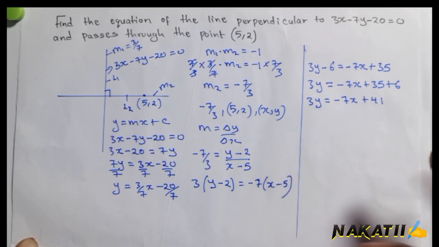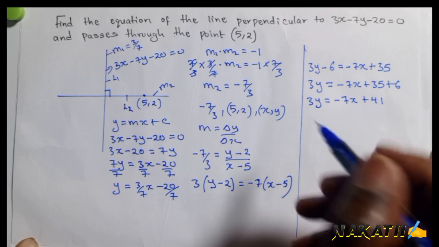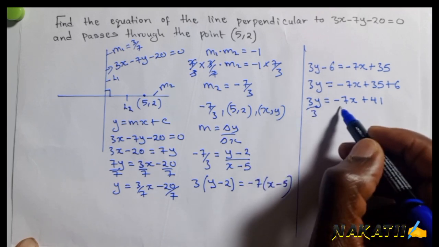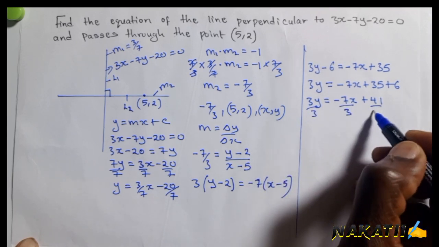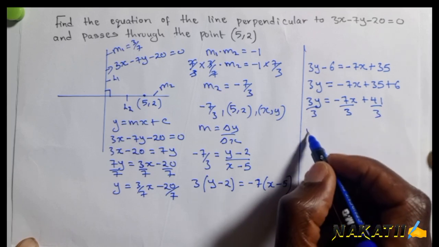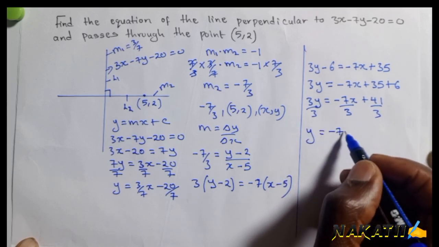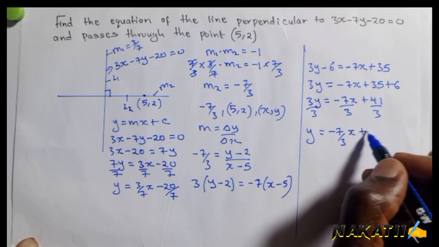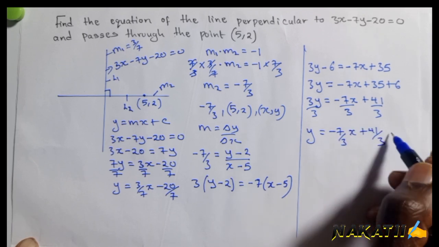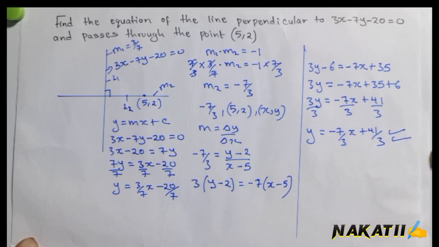Then you can leave it at that point, or you can divide everything by 3, both sides by 3, so that your final answer will be y equals -7 over 3 x plus 41 over 3. You can leave it at that point, and that is how we solve that question.